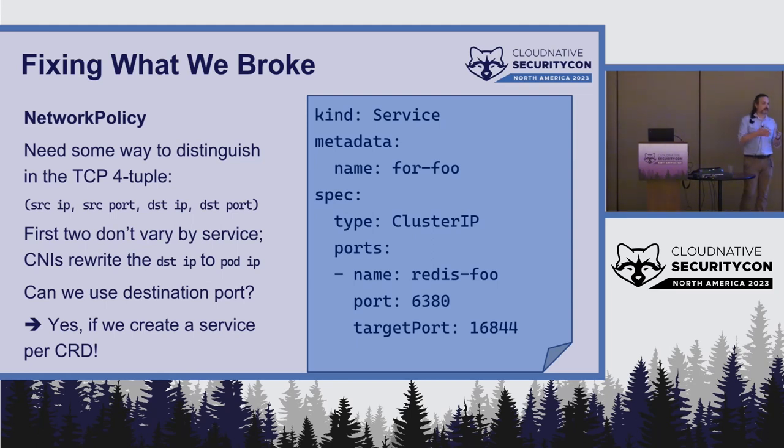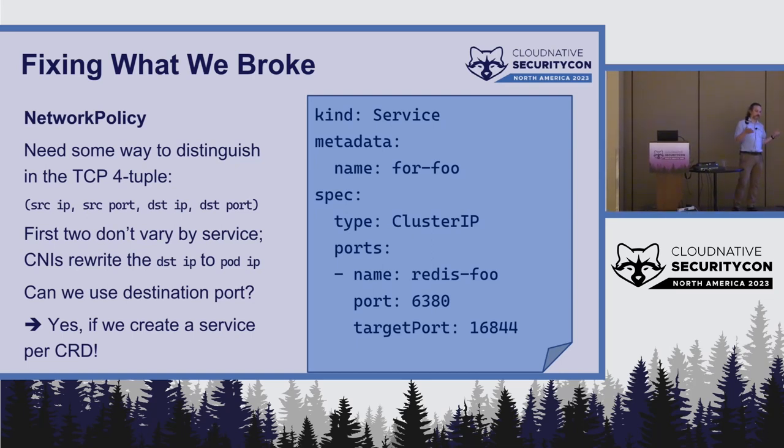And then when the traffic comes in from the CNI, I can say, oh, it came in on port 16844. That must be for this service, and it came in on this other port, it must be for this other service. And so I can go back to using layer 4 policies again. And I can use TLS SNI in combination with this or not, but it's nice to have defense in depth options.